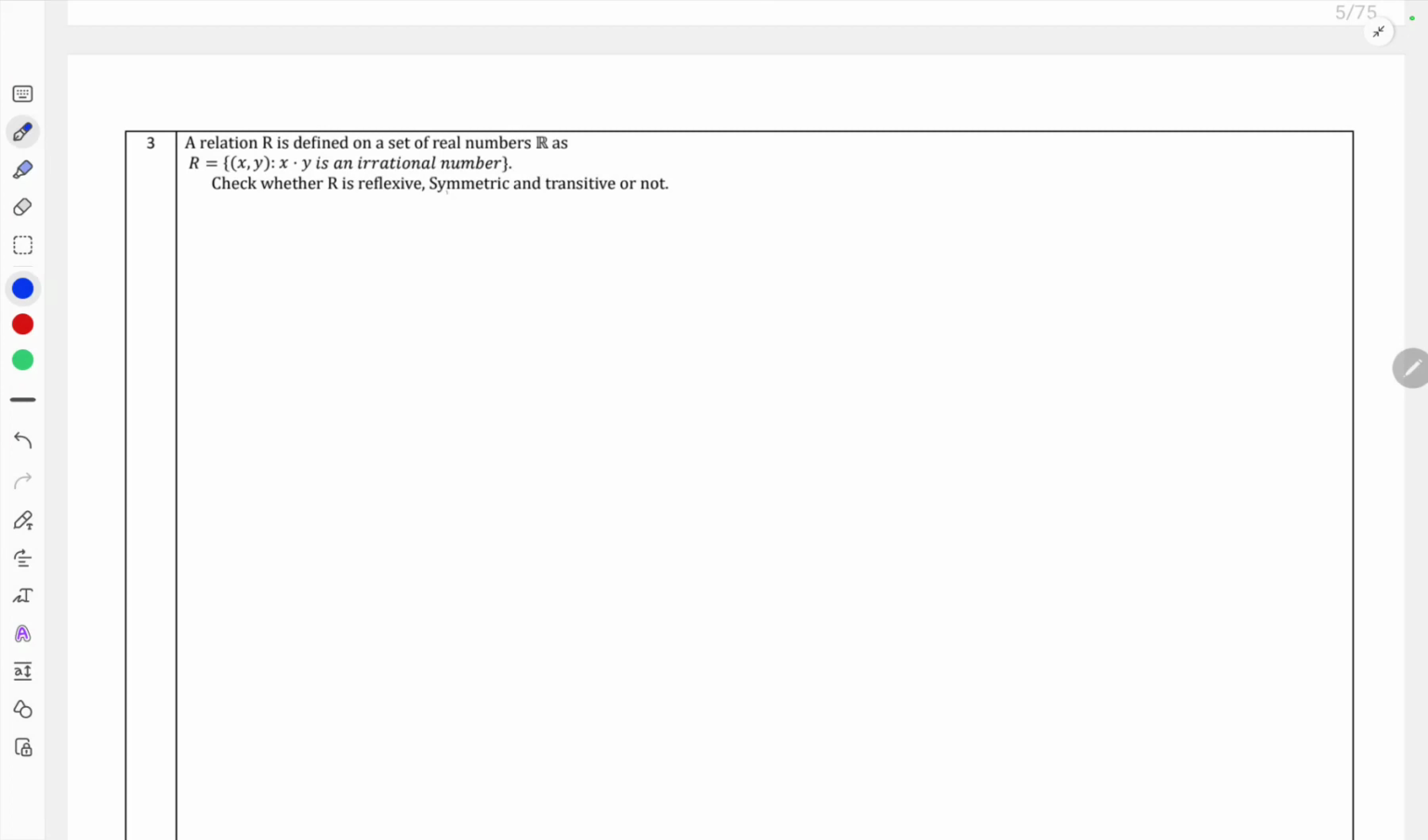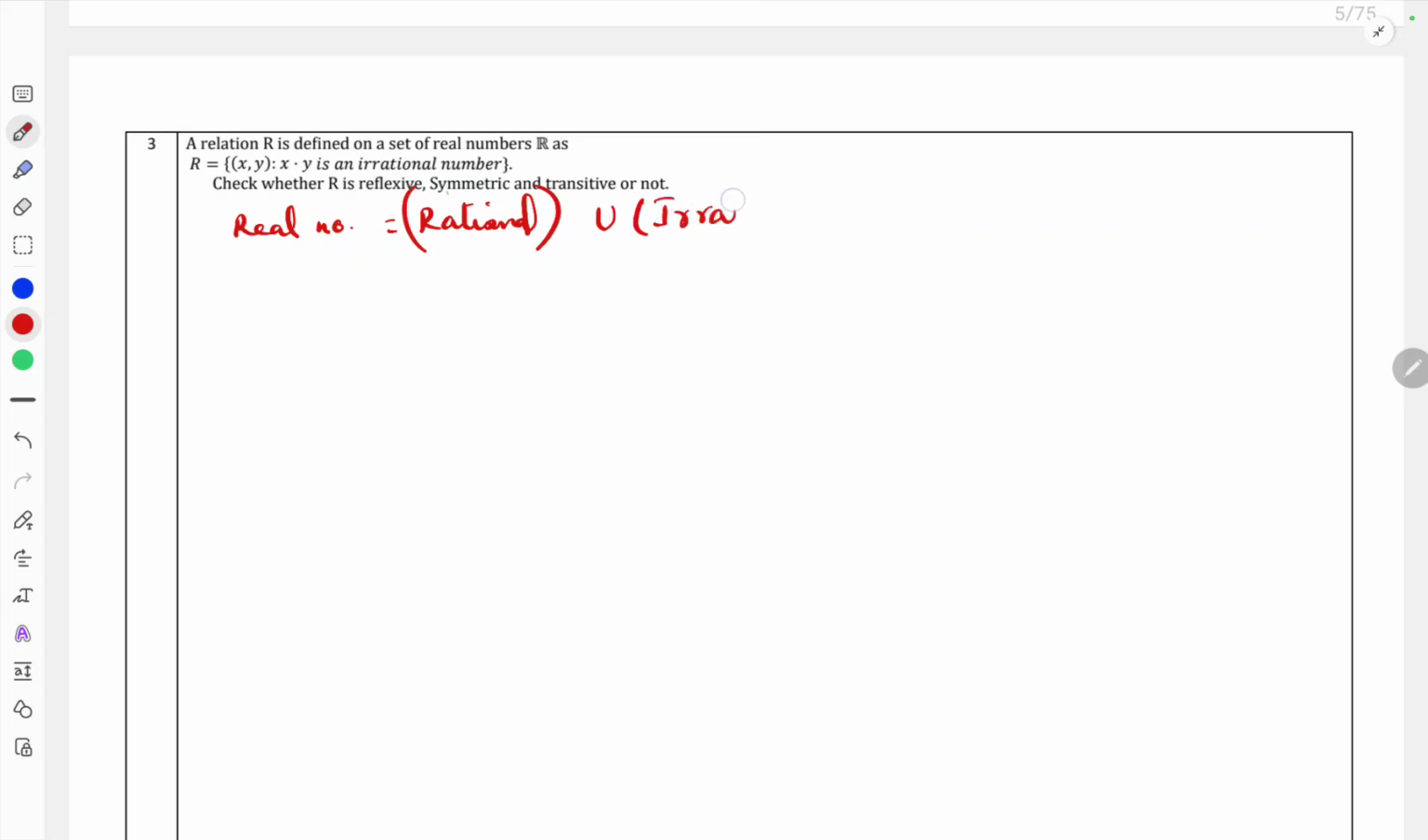In this third question, a relation R is defined on the set of real numbers. This real number set is nothing but rational union irrational, the rational numbers union the irrational numbers. We write real numbers in interval form, from minus infinity to infinity, all numbers like 1.1, 1.2 will be there. And here the relation is defined as ordered pairs (x, y) such that x into y is an irrational number.